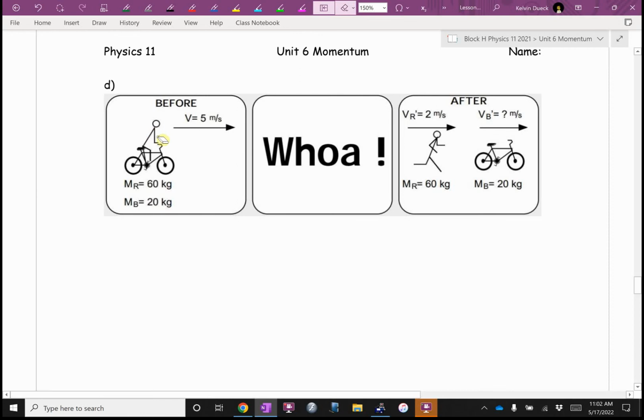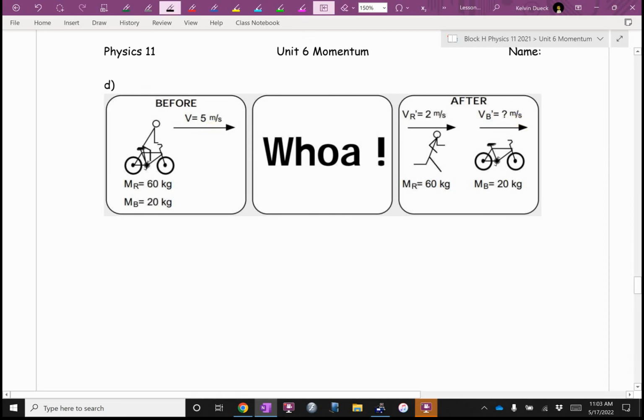Joanna, the rider, after they jump off, did they slow down or speed up? I'm going to ask you the same question. I'm just going to phrase it differently. Did they gain momentum or lose momentum? So what must the bike have done? If the rider lost momentum, what must the bike have done? Gained, right? Because momentum must be conserved. So is the bike going to speed up or slow down if it gained momentum? This answer here better be bigger than 5.